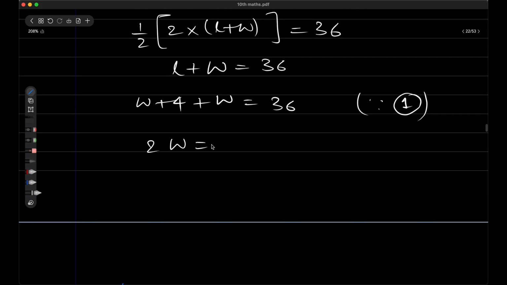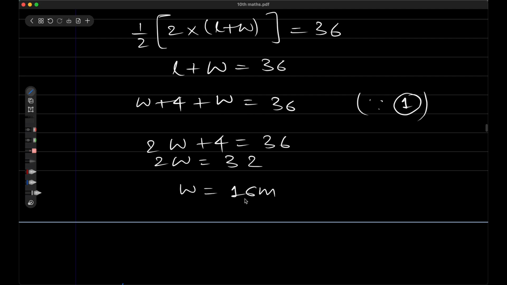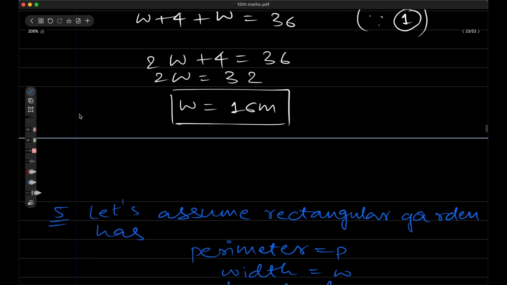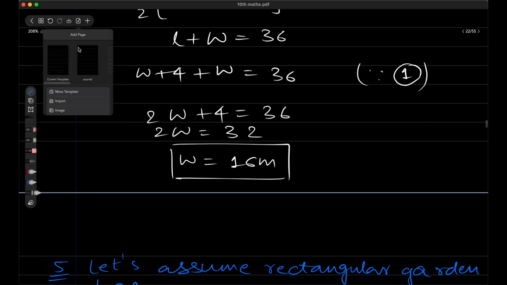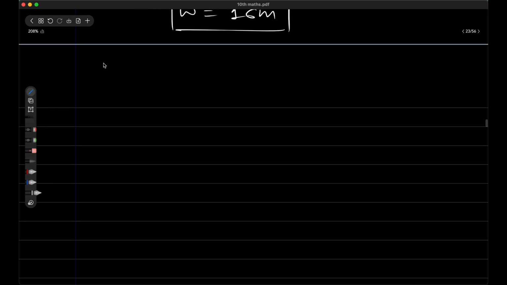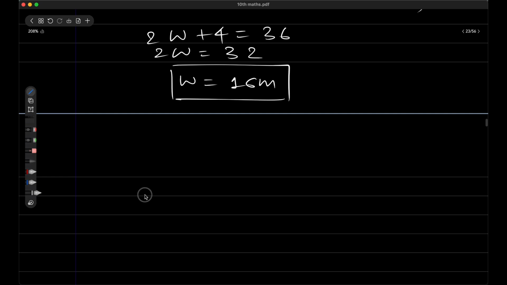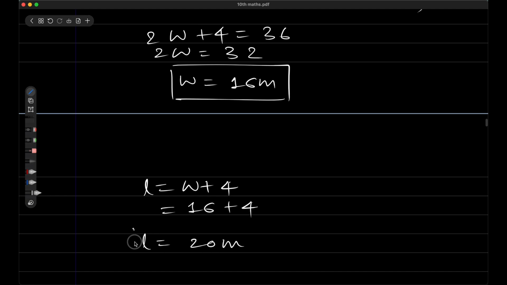Now we have 2W plus 4 equals to 36. 2W equals to 32. Width equals to 16 meter. We got the width. We have equation 1, that is length equals to width plus 4. We have width equals to 16 meter, plus 4 meter. That's why length equals to 20 meter.